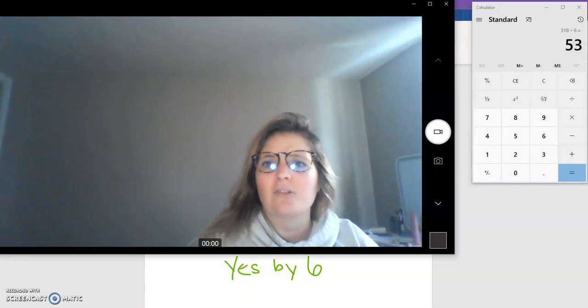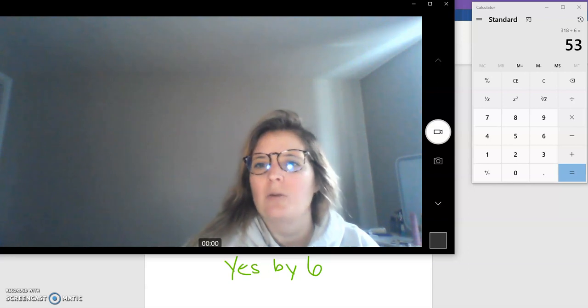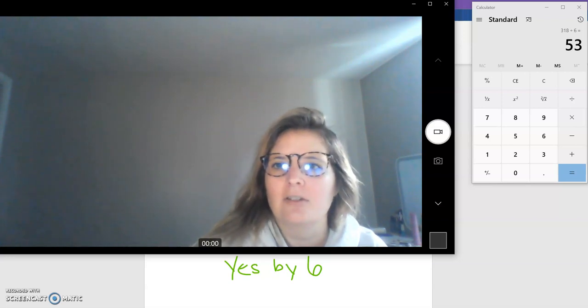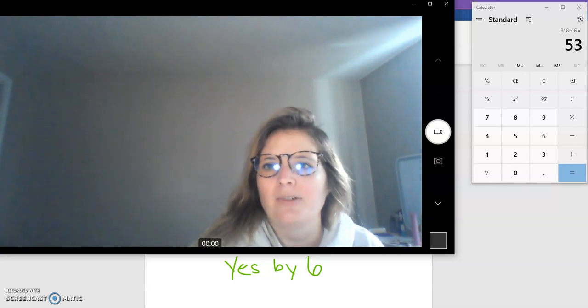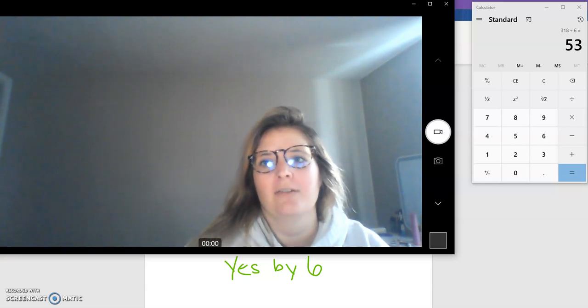These skills are really important, again, especially as we continue to simplify fractions. You can use them to help you decide which numbers to be dividing by.